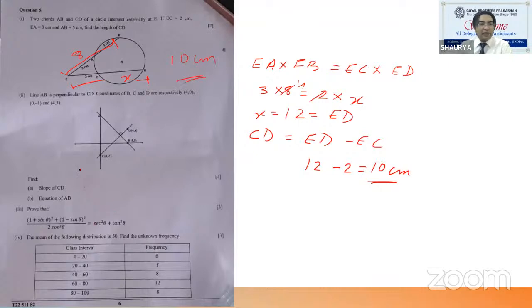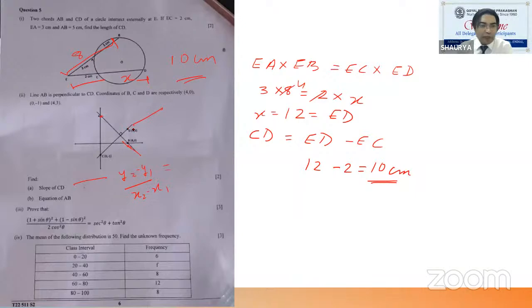Let's talk about the next question we have here. There are two lines AB and CD. This one is A and this is B. So this line is AB and this line is CD. They are perpendicular to each other. We have been asked a couple of things. First is to calculate the slope of CD. I hope it's very simple. Slope can directly be given as y2 minus y1 by x2 minus x1.